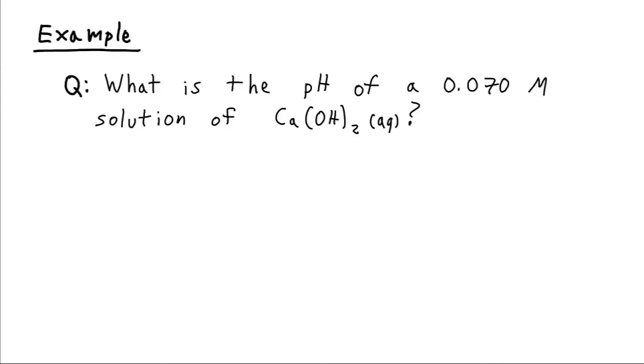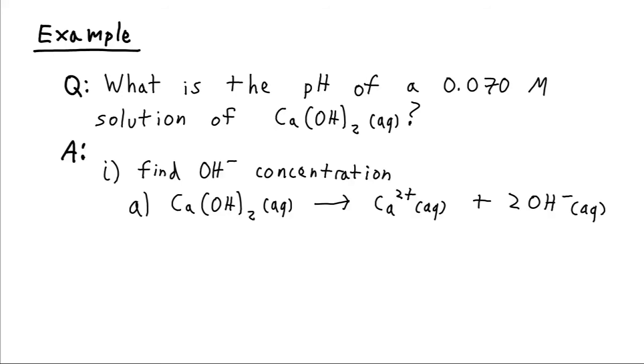Another example, figure out what the pH is of a 0.07 molar solution of calcium hydroxide using our relationship we found between H plus, OH minus, and K water.